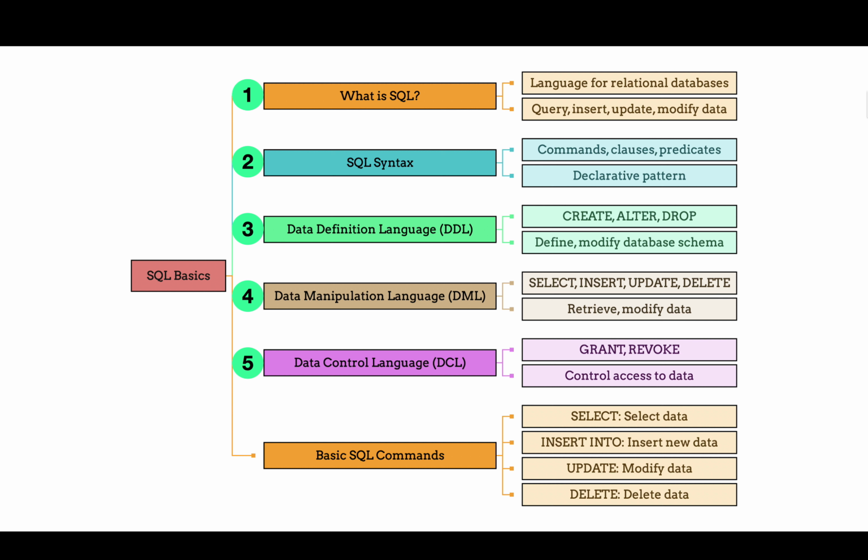5. Data control language, DCL, includes commands like grant and revoke, which are used to control access to data in the database. 6. Basic SQL commands. Select, used to select data from a database. Insert into, used to insert new data into a database. Update, used to modify existing data. Delete, used to delete data from a database.